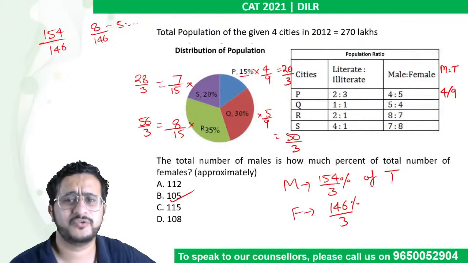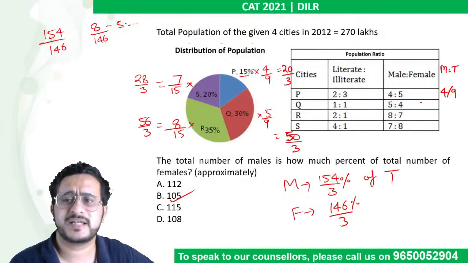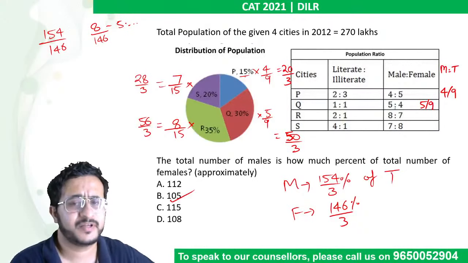20 by 3% of what? Of this. Do not calculate 20 by 3% of this. This is what? 50 by 3%. 50 by 3% of what? This. Why 50 by 3%? Because males are 5 by 9. Okay.